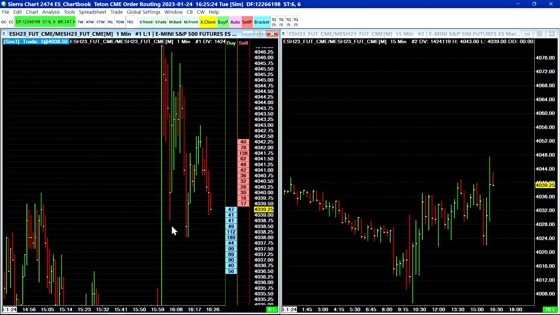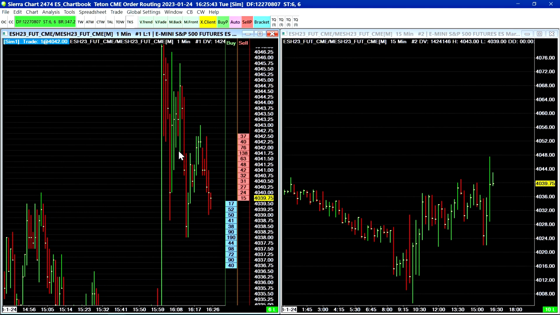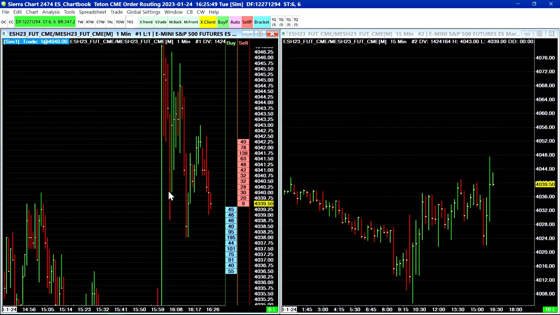So the first thing is, if you're using Sierra Chart to trade the CME group of markets, it's very important that you use the Teton CME order routing service. This is an order routing service that was developed for Sierra Chart exclusively, and it basically fixes a lot of the common problems that users have with other trading services. The first one is the server-side bracket orders.